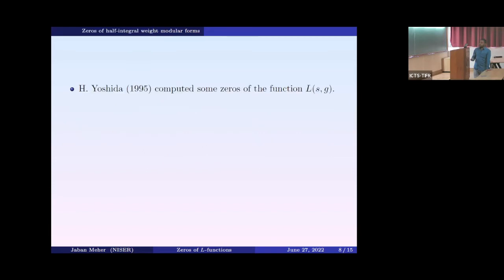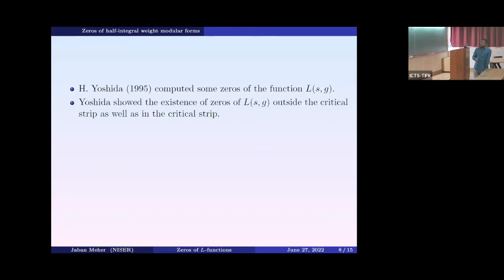Okay, and Yoshida computed some of the zeros of this function, and he proved the existence of zeros outside the critical strip. In the case of the Riemann zeta function, that was not the case: except for trivial zeros, there is nothing outside. But in this case, there are zeros which lie outside the critical strip. So that means the Riemann hypothesis is not true in this case.